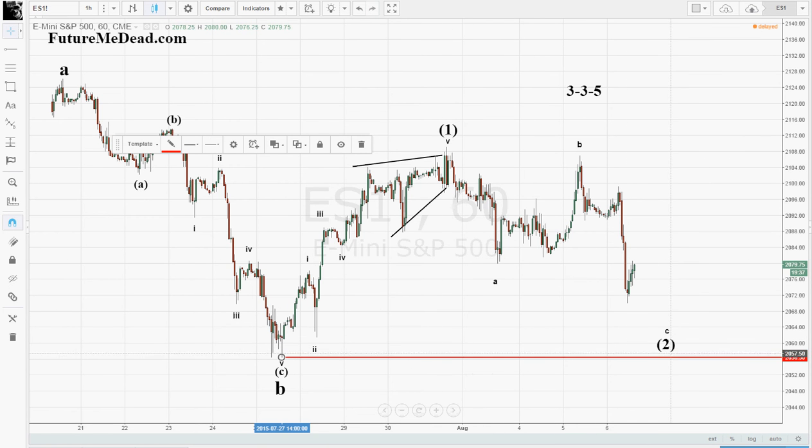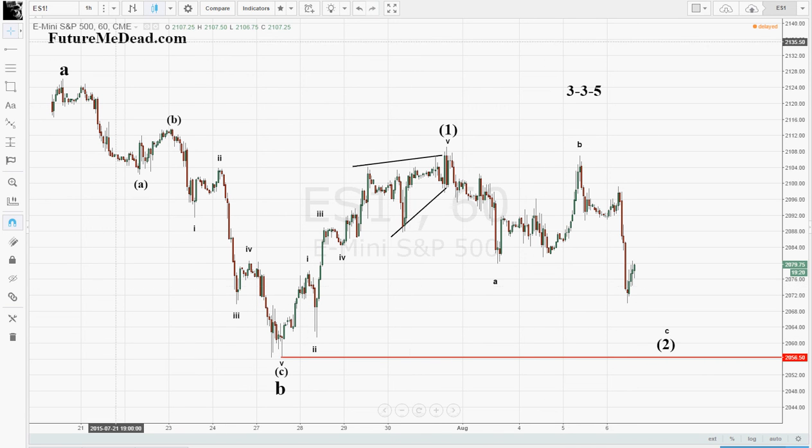If price drops below 2056.50, then this is not an impulse wave. It is part of a larger correction, and we would have to relabel it at that point in time. But until then, this calls for higher prices after a marginal new low. So what else can we arrive at?